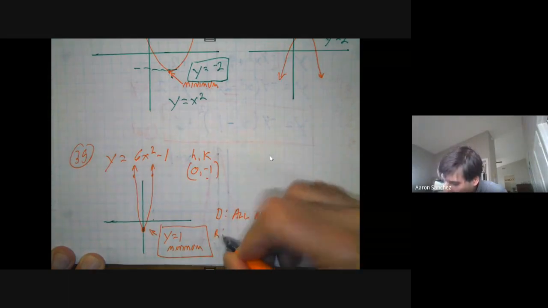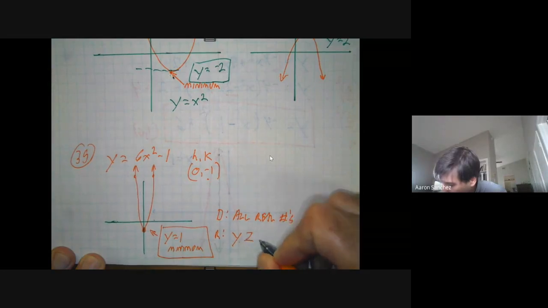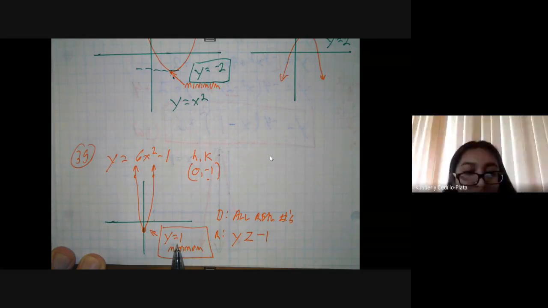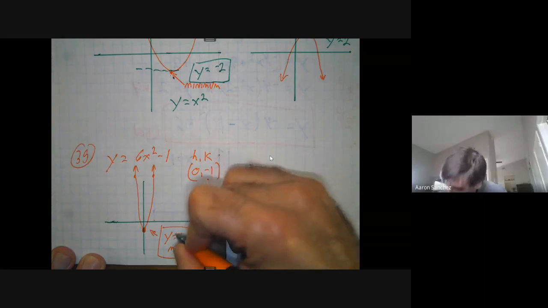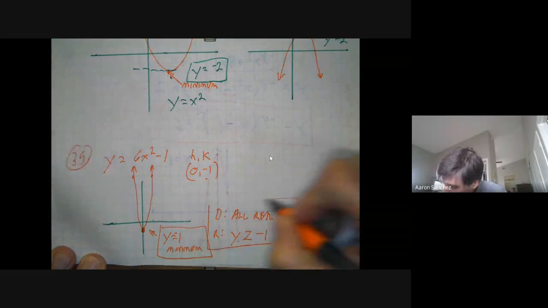And my range, how far up and down it goes. Range is y is greater than or equal to -1. I'm sorry. What's my minimum? It's not 1. What's my minimum? -1. Thank you, -1. And that's my range. Remember, the range is the y value, and the domain is the x value. And that's the minimum and maximum.